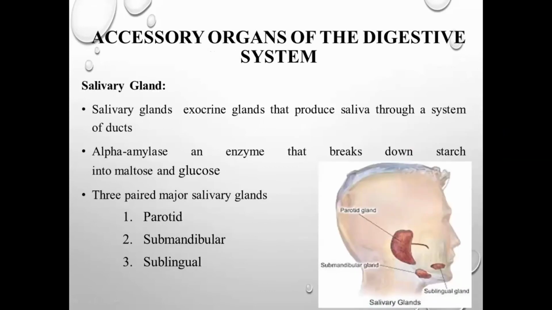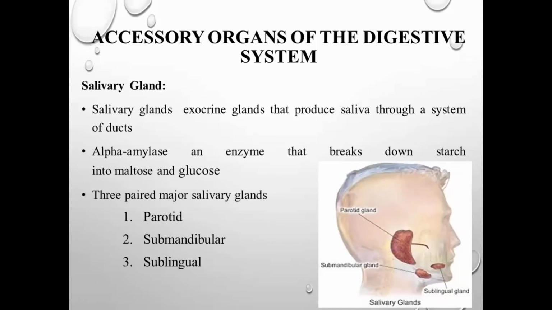Right. Next we come to the accessory organs of the digestive system. First we will discuss the salivary gland. The salivary gland is an exocrine gland that produces saliva through a system of ducts. There are two kinds of glands, endocrine and exocrine. Endocrine glands are ductless glands that release hormones directly into the blood, whereas exocrine glands release their secretions through a duct at a particular spot. That's why the salivary gland is called an exocrine gland.